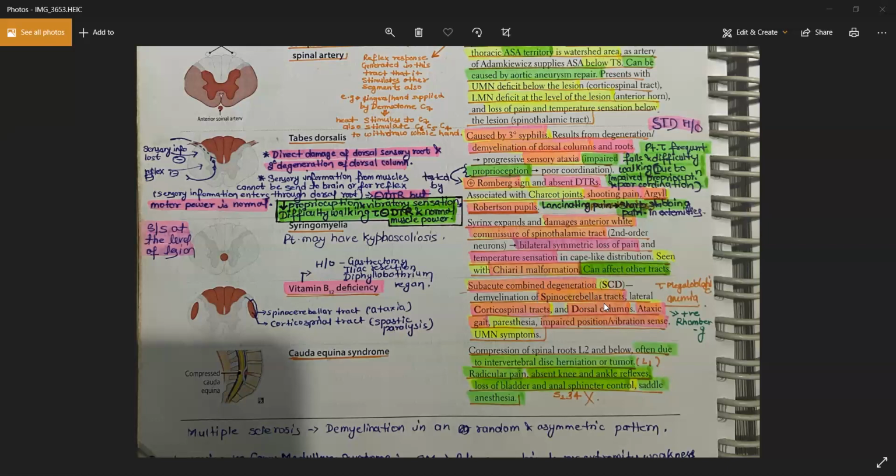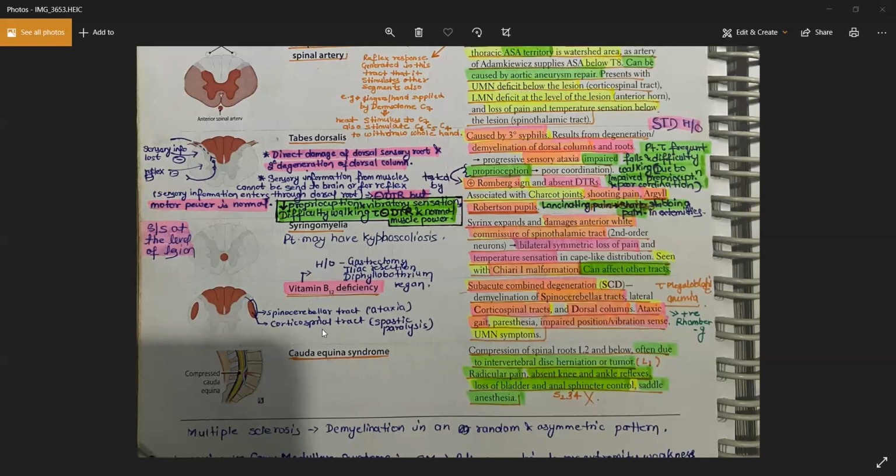That would be all. So we'll get the ataxic gait, we'll get the paresthesias. You will get the impaired position and vibration sense, and that leads to a positive Romberg sign. Upper motor neuron symptoms will be there, not lower motor neuron. Very important. And just like my tabes dorsalis, sometimes you can also get an involvement of the dorsal roots also. And because of that involvement, you can also have a loss of deep tendon reflexes, just like my tabes dorsalis. Very important.